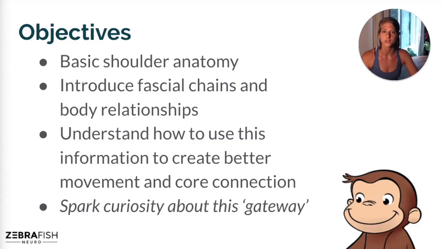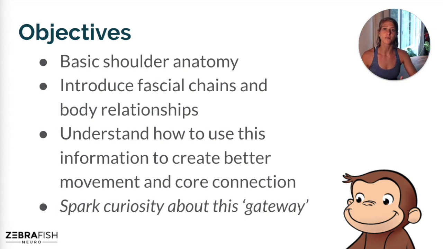All right. So let's revisit these objectives. Let's see how we did. We reviewed some basic shoulder anatomy. We introduced this idea of fascial chains and body relationships to better integrate the body. And we took this information and applied it to a few things in our daily life, like pressure reliefs and pushing the wheelchair, and also just how to make your exercises more integrated.